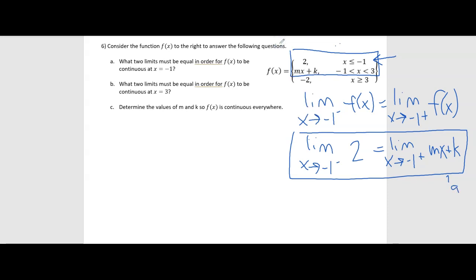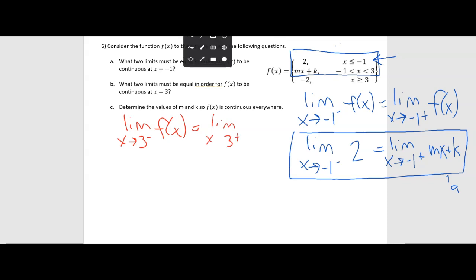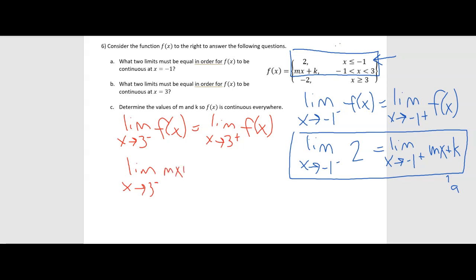Now, if we look at part B, similar problem, it says, what two limits must be equal in order for f of x to be continuous at x equals 3? Well, we're going to have the limit as x approaches 3 from the negative side of f of x be equal to the limit as x approaches 3 from the positive side of f of x. And again, we need to figure out which f of x we're talking about here. So for the function that deals with values to the left of 3, that's our mx plus k.